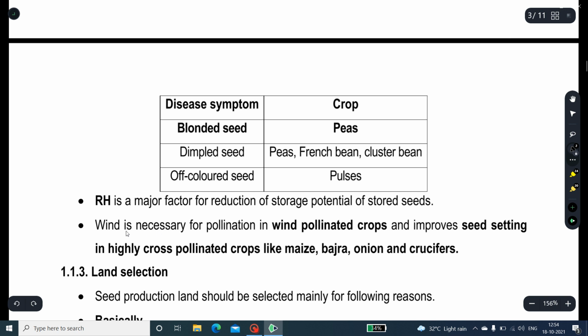The next one is wind. In the case of wind, the season is very important, as wind is necessary for pollination in wind pollinated crops, and it improves seed setting in highly cross pollinated crops like maize, bajra, onion and crucifers.